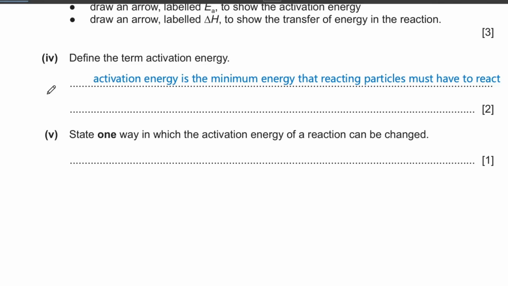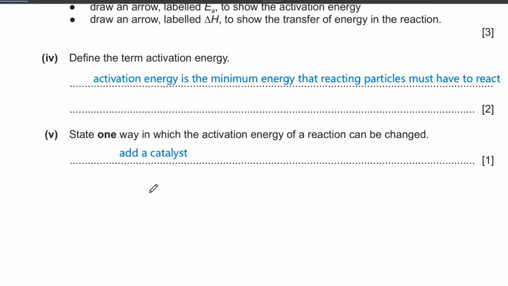Next, step one: a way in which activation energy can be changed. One way in which activation energy can be changed is by adding a catalyst. A catalyst decreases the activation energy by creating an alternative pathway for the reaction to take place, thereby increasing the rate of reaction.